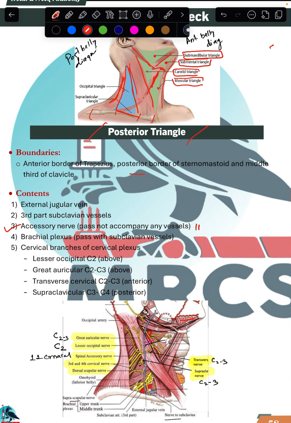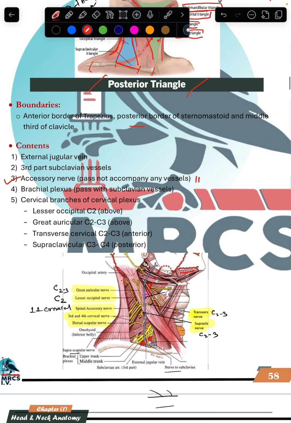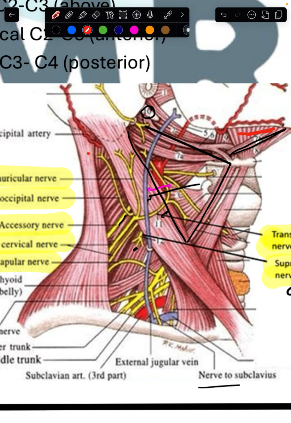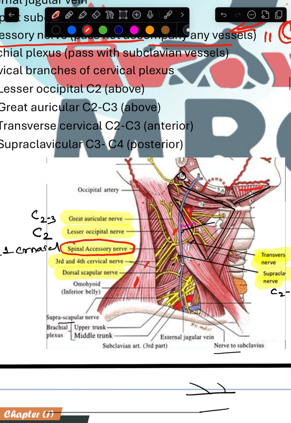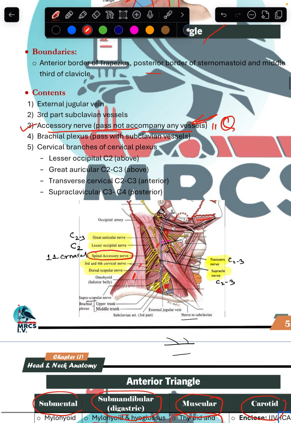The contents, most importantly, of this posterior triangle: important contents are external jugular vein. Now questions about this come again and again. In the posterior triangle, the accessory nerve passes and accompanies the vessels. If you see, there are so many vessels and nerves. Most of the questions are asked about spinal accessory nerve. Whenever this nerve is damaged, because it is supplying sternocleidomastoid as well as trapezius, so with any lipoma or any surgery, if you damage this spinal accessory nerve, there is difficulty in shrugging the shoulder, and it affects sternocleidomastoid, causing torticollis.